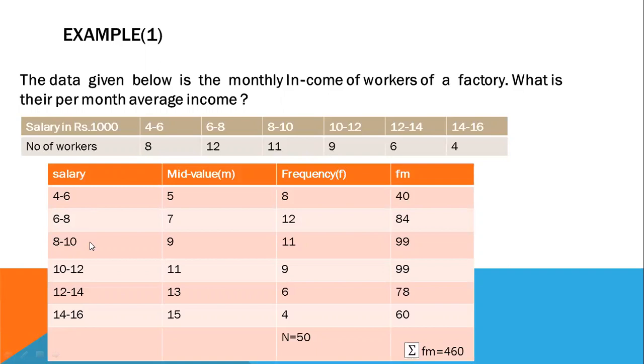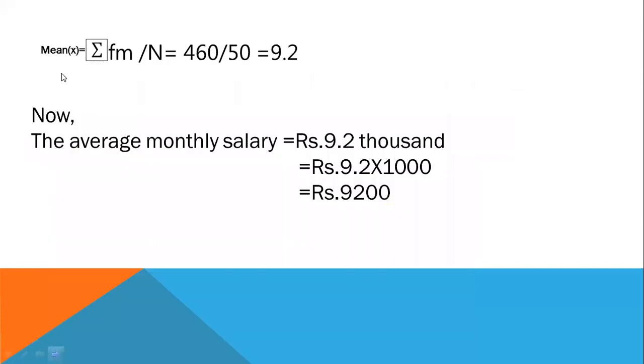Then we have to multiply this mid value and this frequency, and write it here as fm. When you add the frequencies, the sum of the frequency is denoted by n, and this is the sum of frequency into mid value, fm. That is 460 here, by adding this we got it. Now we divide this by n: sigma fm by n, then we'll get the arithmetic mean. See here, the mean x bar is sigma fm divided by n, then 460 divided by 50 will come 9.2.